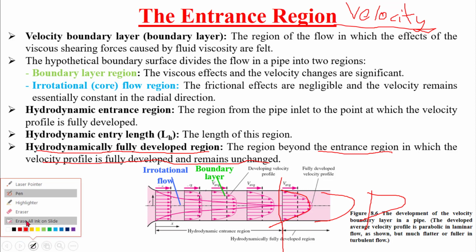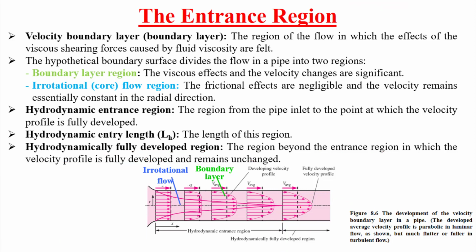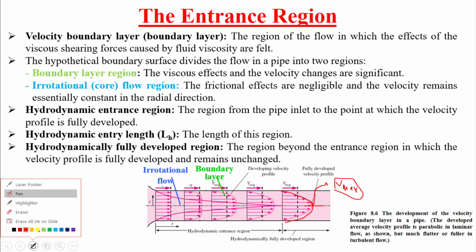Please focus on this profile, where we have the maximum velocity exactly at the center line. Only this layer at the center line has maximum velocity. Then the velocity for the adjacent layer is lower. So please concentrate on this point.